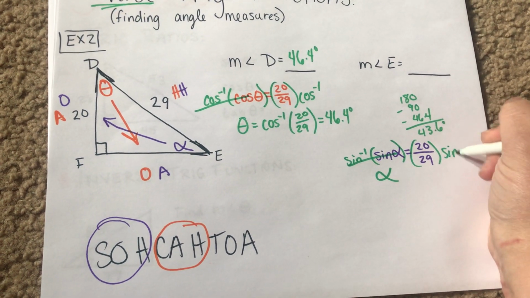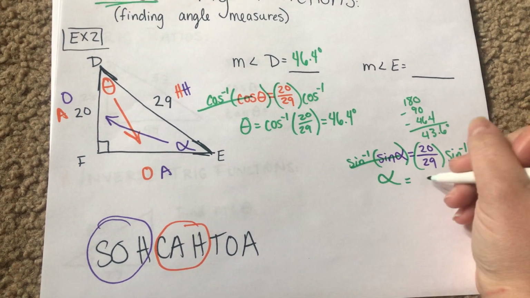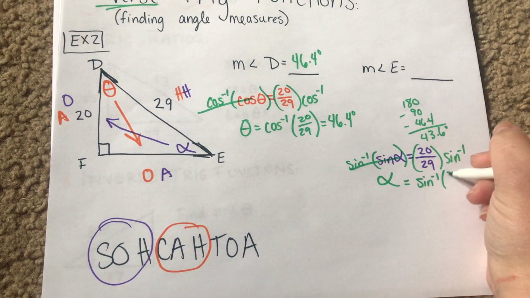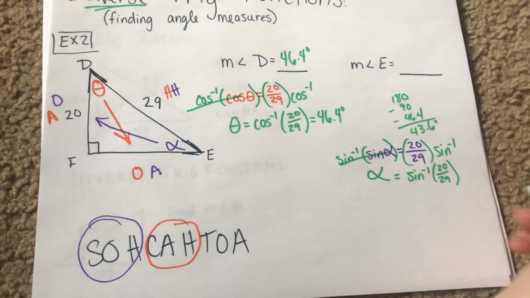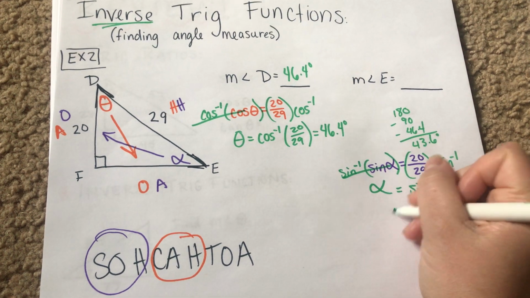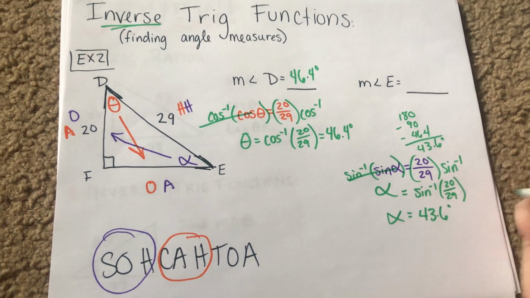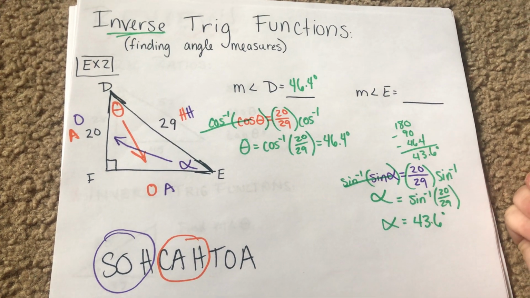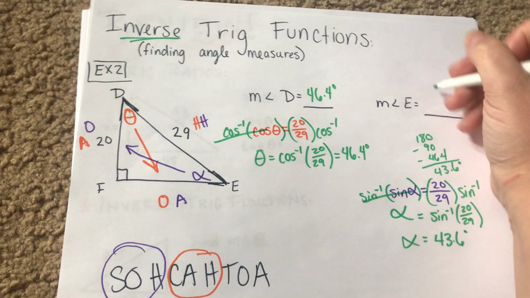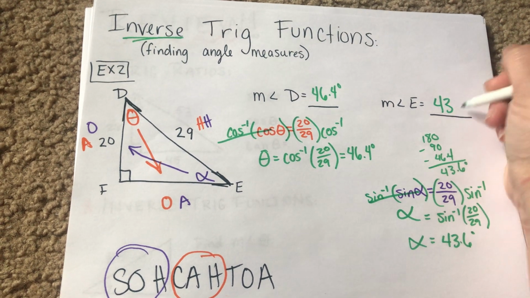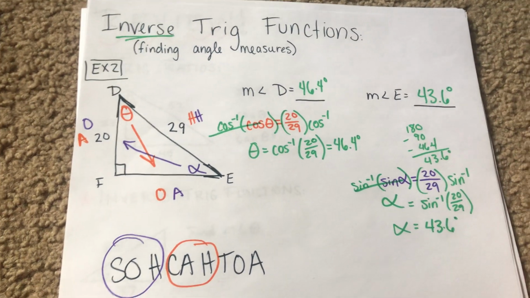What we do to one side, we have to do to the other. So alpha is equal to the inverse sine of 20 over 29. And then if you type that in your calculator, we're going to end up with that same 43.6. Again, I'm rounding some of these to the nearest tenth. So we end up with 43.6, which is perfect to make a triangle of 180 degrees.